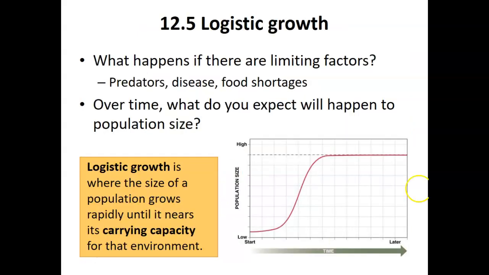In the real world, populations grow following a logistic model. This is because of limiting factors, which can come from predators, diseases, food shortages, or weather. So over time, what do you expect will happen to population size? The answer is that over time, the population size will be capped and reach a plateau. That plateau is the carrying capacity for that environment.